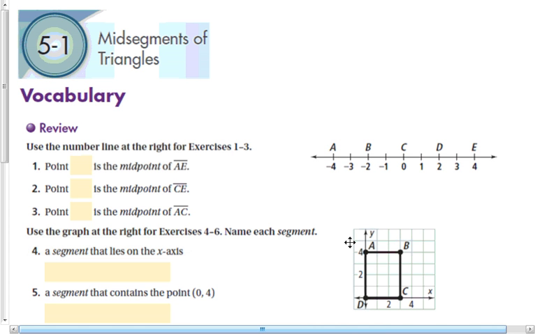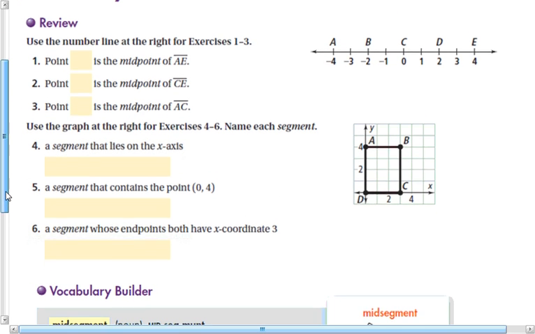Hey students, this is lesson 5.1. In this lesson we're going to learn how to use the triangle midsegment theorem to solve problems. Go ahead and do this vocab and I'll check back with you.